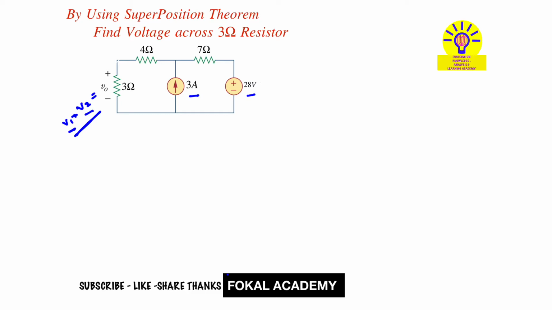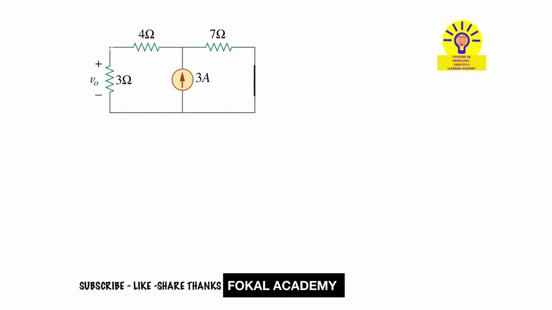For that I am going to keep one source active and deactivate the other sources. First of all I am going to activate the 3 ampere source, so I am going to deactivate the 28 volt source. Voltage source deactivation means short circuit. The circuit looks like this, where the voltage source is short circuited. Now, due to this current source, find the voltage drop across 3 ohms.